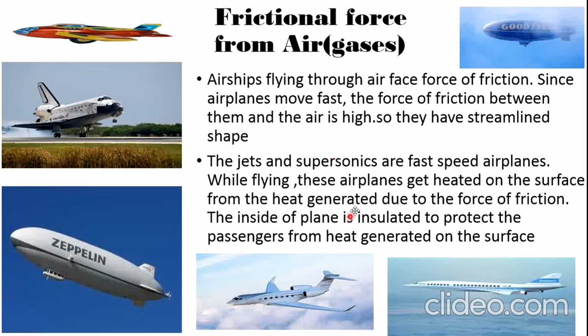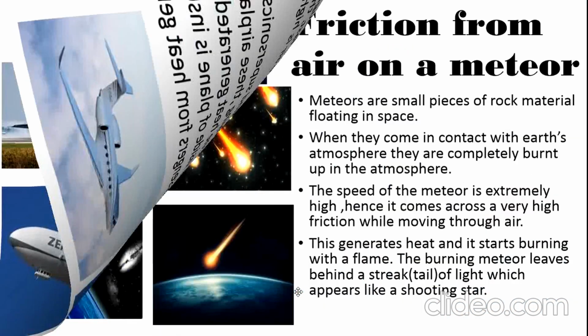The jets in supersonics are fast speed airplanes. While flying, these airplanes get heated up on the surface due to friction. The inside of the plane is insulated to protect the passengers from the heat generated on the surface.